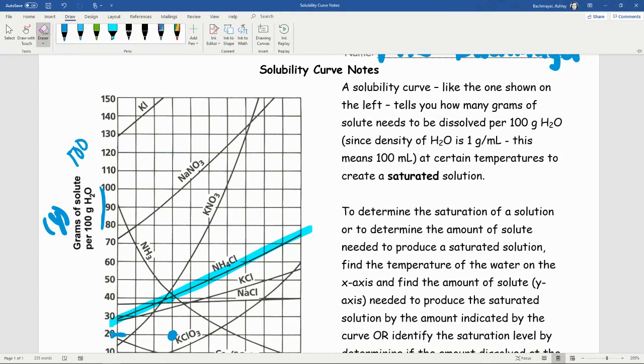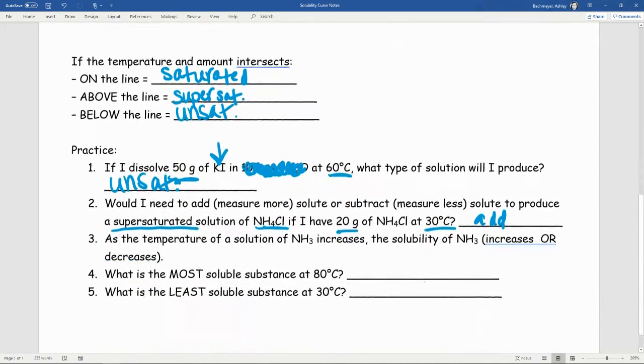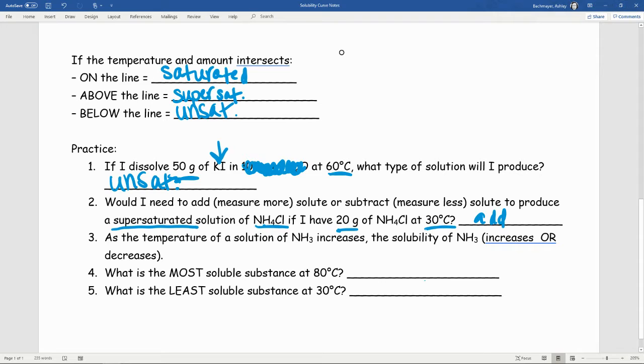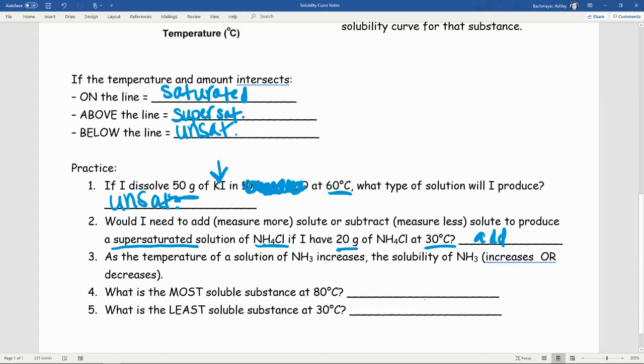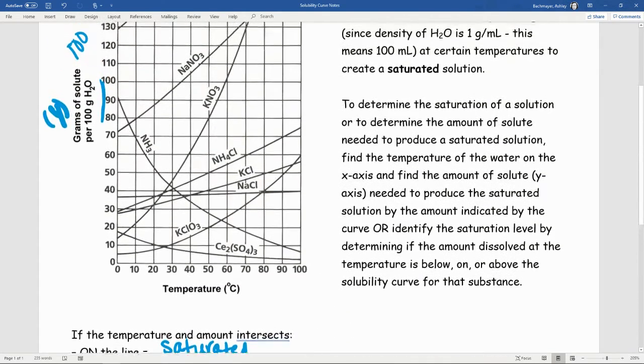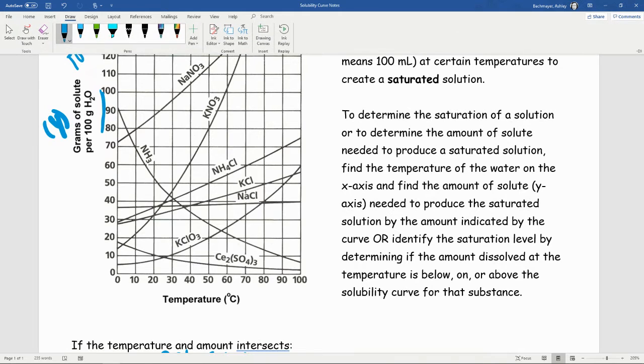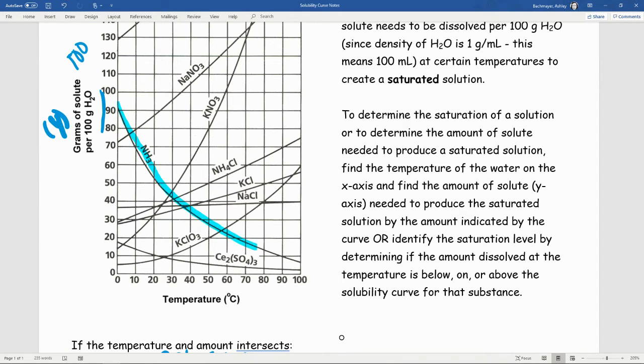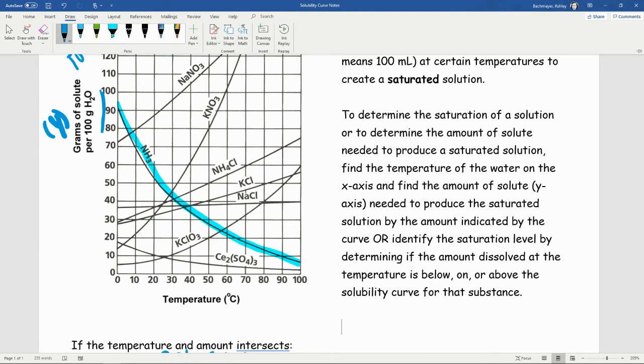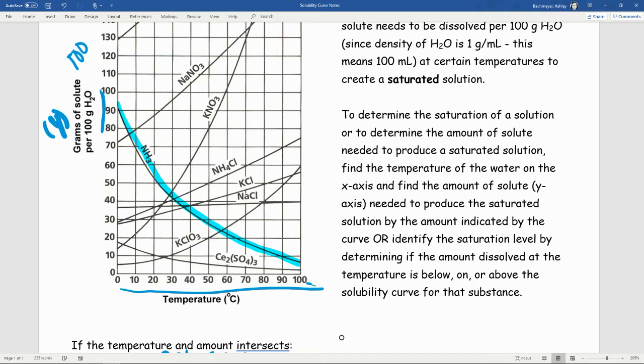Okay? All right, so question number 3. It says, as the temperature of a solution of NH3 increases, the solubility of NH3 does what? So we're specifically looking at NH3. I'm going to go ahead and highlight my NH3. So here's my NH3. As the temperature of NH3 is increasing, notice down here on the bottom, our temperature gets hotter as we go to the right.